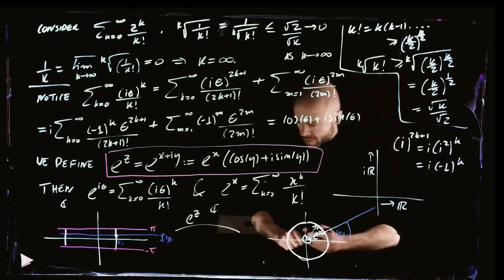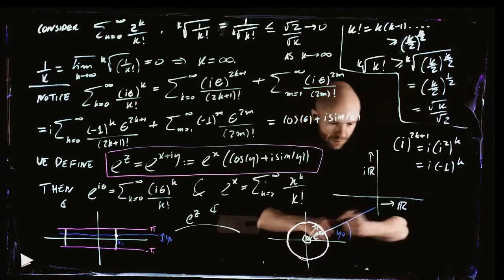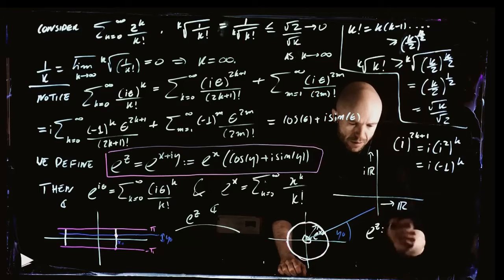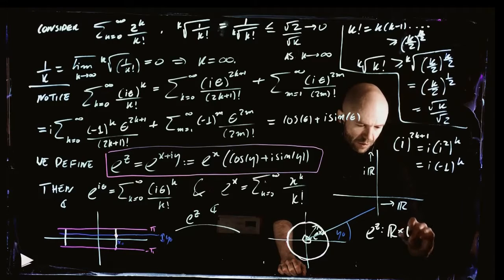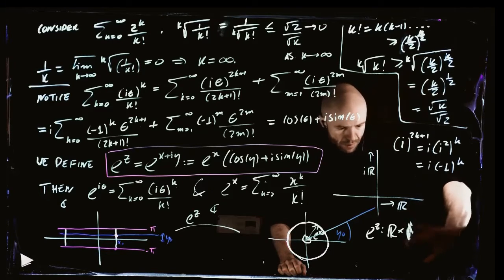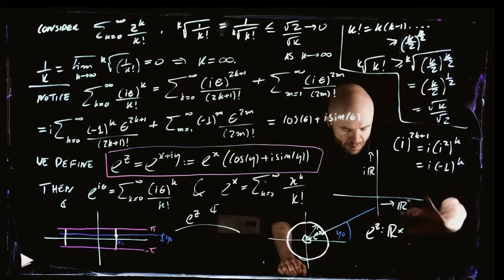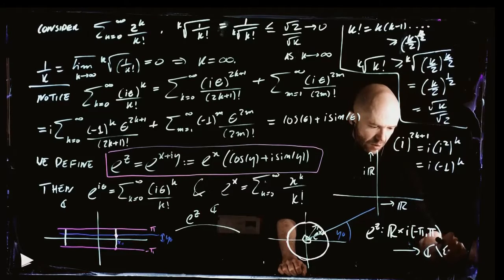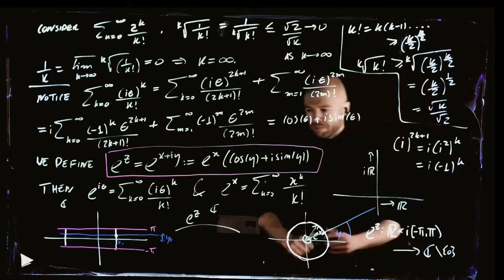So e to the z sends this strip, which I'm going to denote like this, the real numbers cross product with i times minus pi to pi, to the entire complex numbers, take away 0. No?